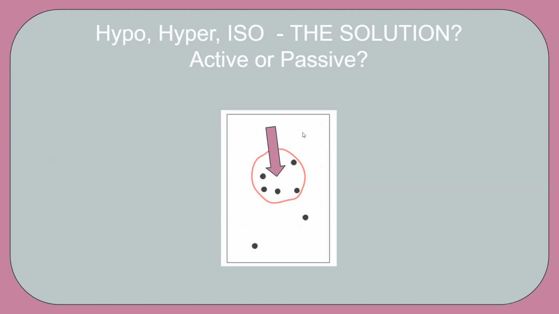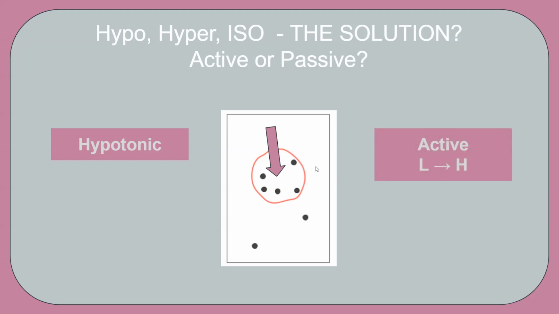In this example, the solution outside the cell seems to have less solute, these dots. There's less of them, there's more spread out. And so that would be hypotonic. Hypo is low. And since we're going from low into the cell where it's high, this would be active transport.